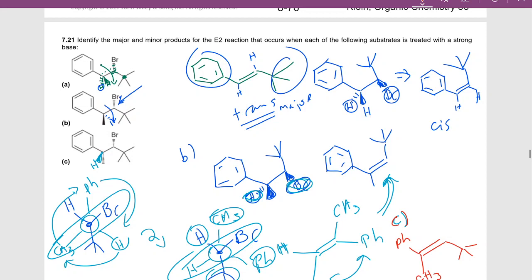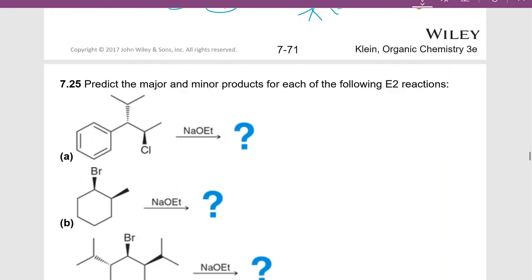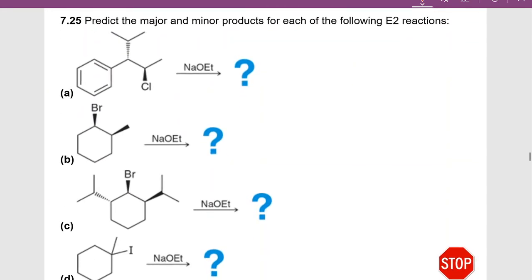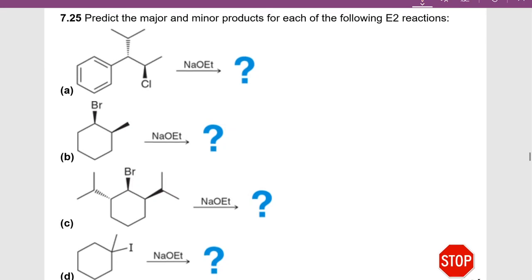Right there where I'm doing the elimination. All right, so we've got a few more examples here. Predict the major and minor products for each of the following E2 reactions. Okay, so we do have competing reactions here. So for A, competing possibilities for products. In other words, we can have regio and stereochemistry. All right, so this is challenging.